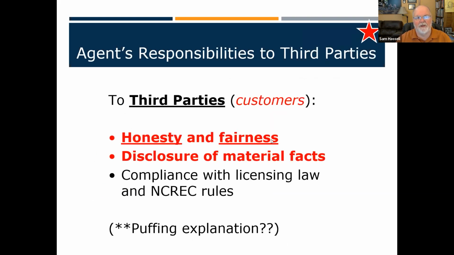All right, now we owe third parties, we owe them what? Fairness and honesty, right? And disclosure of material facts. And we'll get into some detail about what material facts are in a minute. Okay, we need to disclose those, but we also need to be honest and fair. But do we need to give them the fiduciary tenets, the 6 of them? Not to a customer, only to a client, all right? And we need to be compliant with the license law, obviously.